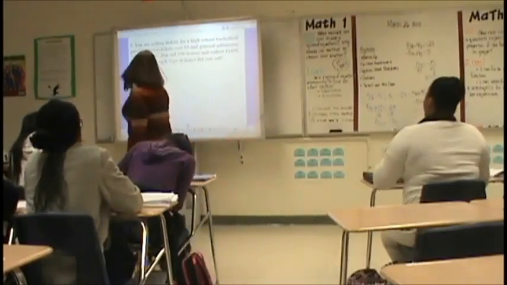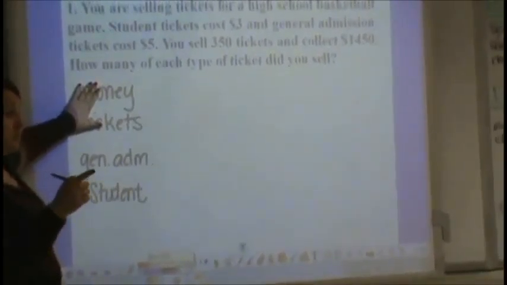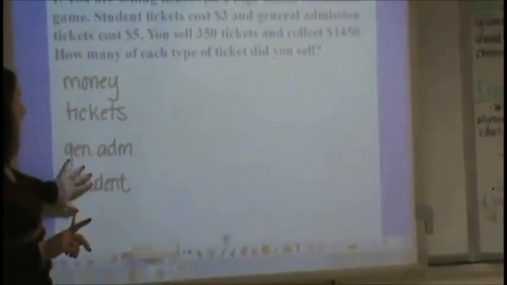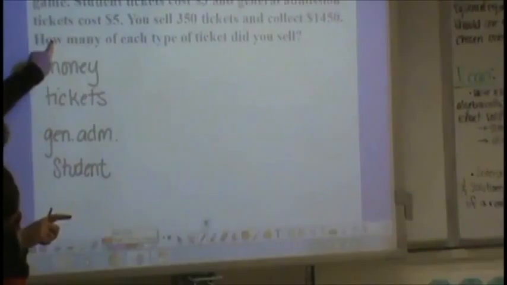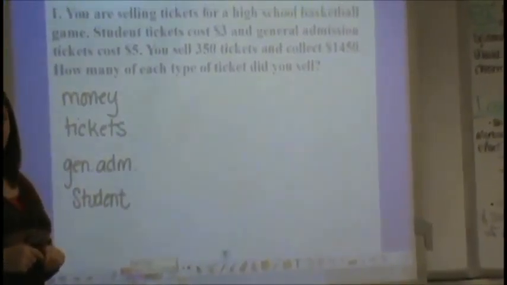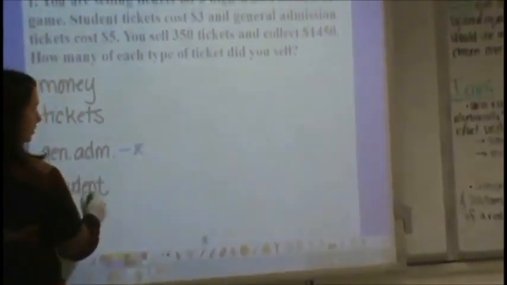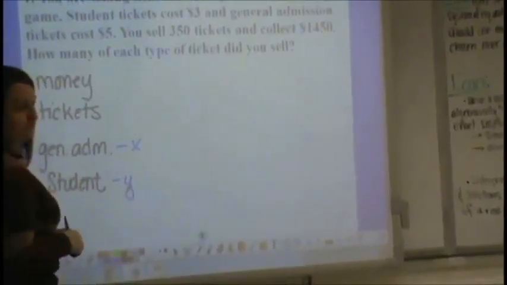What do you want to make X? What do you want to make Y? Money. Well, we're not dealing with the money and the tickets. We need this in a second, but we're dealing with the general admission and the student because that's what the question's asking us for, right? General admission X, students Y.